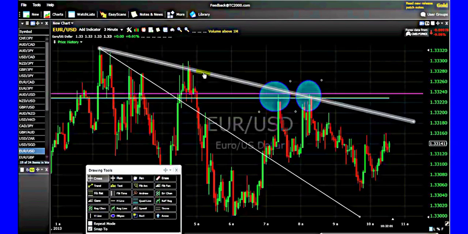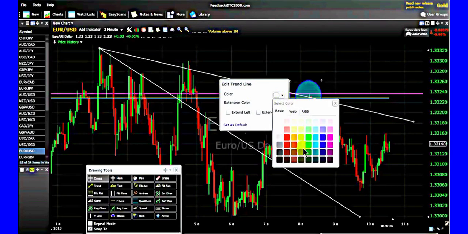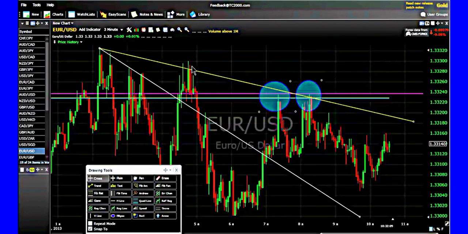Do you want me to color it? I can color it though. I color it. This time I use yellow. Touch it here, and then touch it here, and then we have a double bottom, a double top. You see? You can give it a chance and place your stop loss above this one on the 3-minute chart.